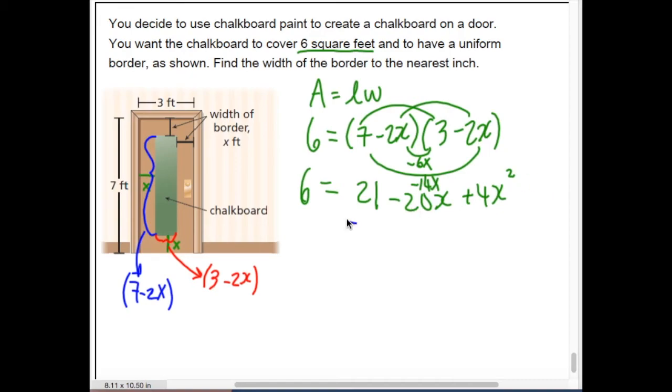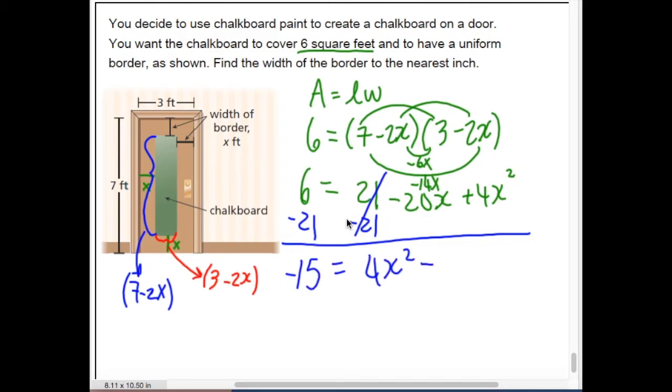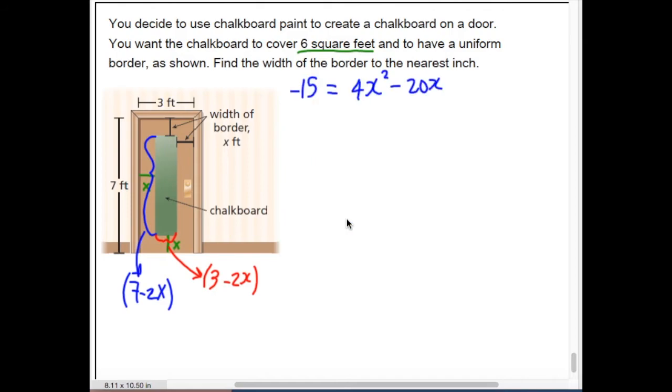Now I'm going to subtract 21 from both sides. So I will get negative 15 is equal to 4x squared minus 20x. I'm going to divide everything by 4 to make it easier. So negative 15 over 4, I'm going to leave it just as it is. And then 4 divided by 4 is x squared, and then we have negative 5x.